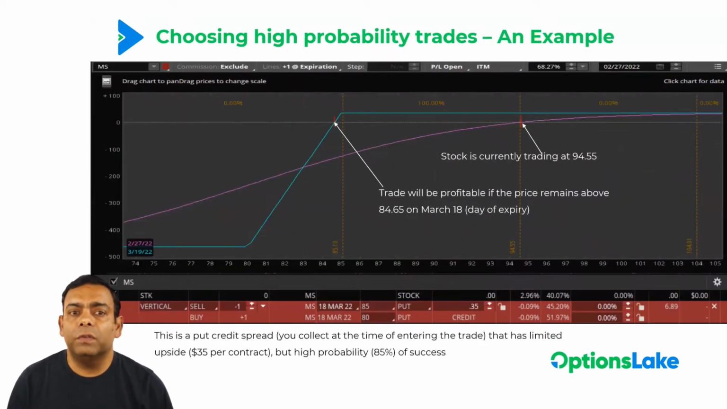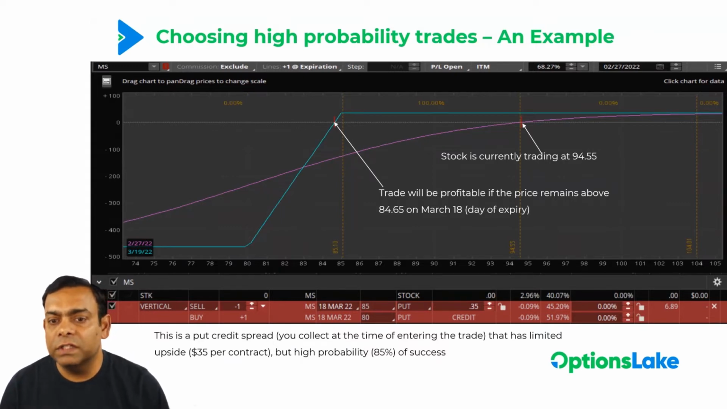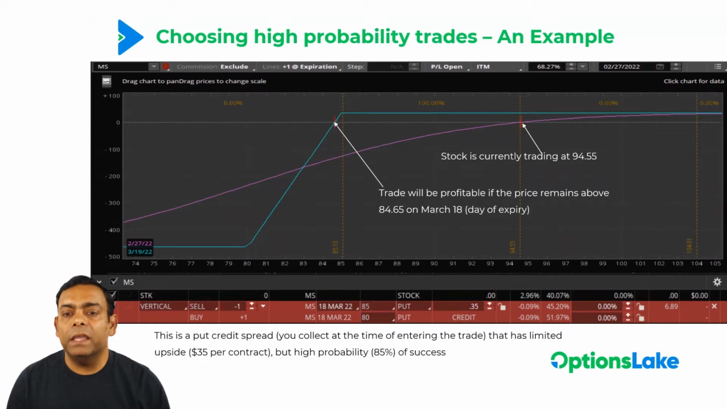Now let's look at an example of high probability trade. So this is a risk reward for Morgan Stanley, which let's assume is in a bullish phase. Even though the stock is trading at $94.55, you can sell a credit spread on the put side, wherein the trade will get into maximum profit even if it falls to $85 or below. So even though the reward for this particular trade is only $35, this is an example of high probability trades, which again is an important part to have in a portfolio when you're trading a smaller account.